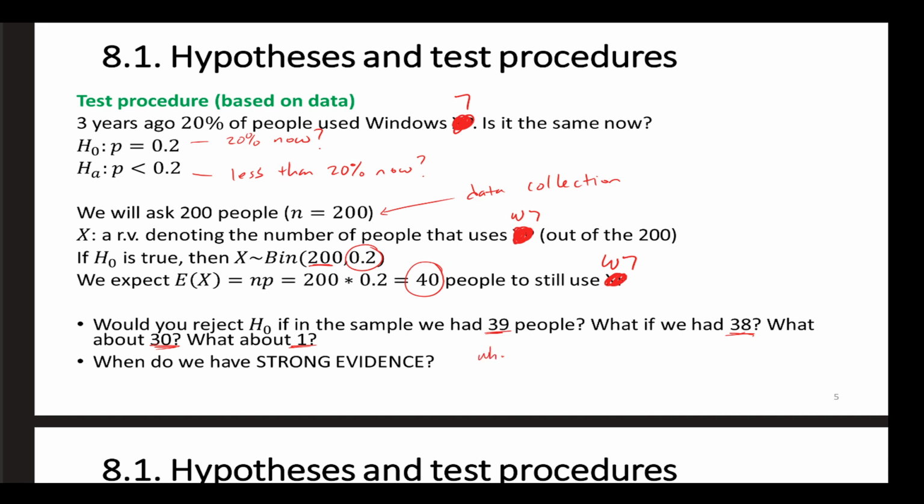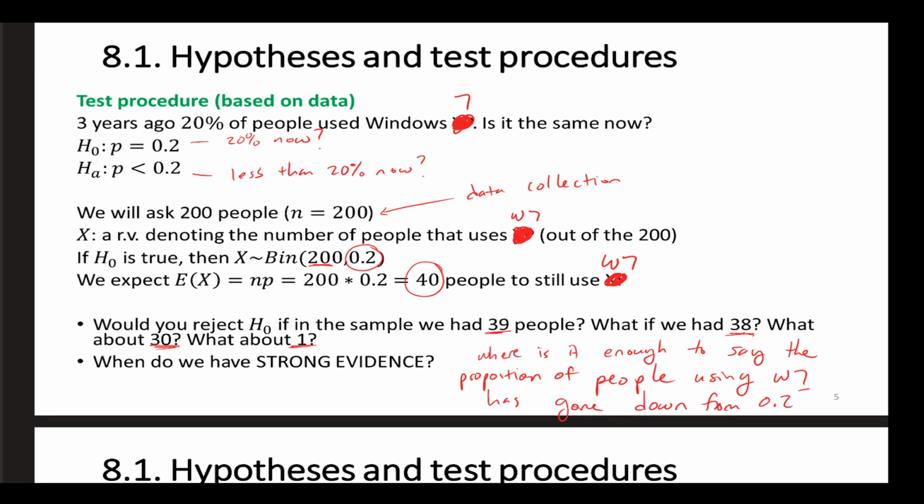So where is it enough to say the number or percent, the proportion of people using Windows 7 has gone down from 0.2.